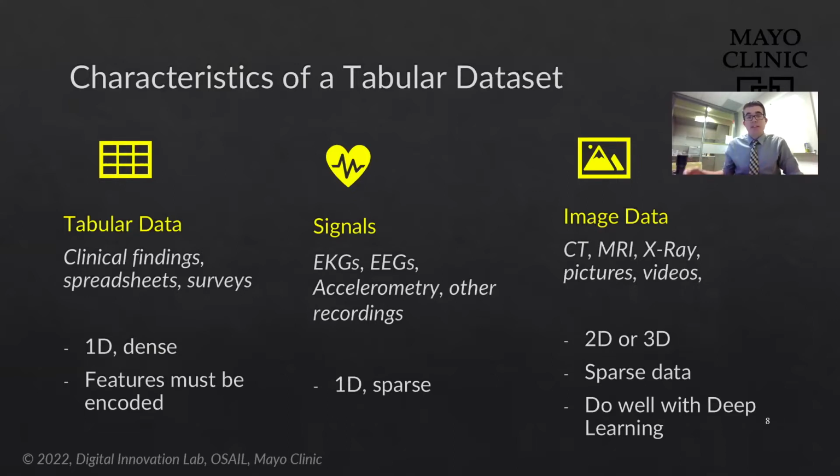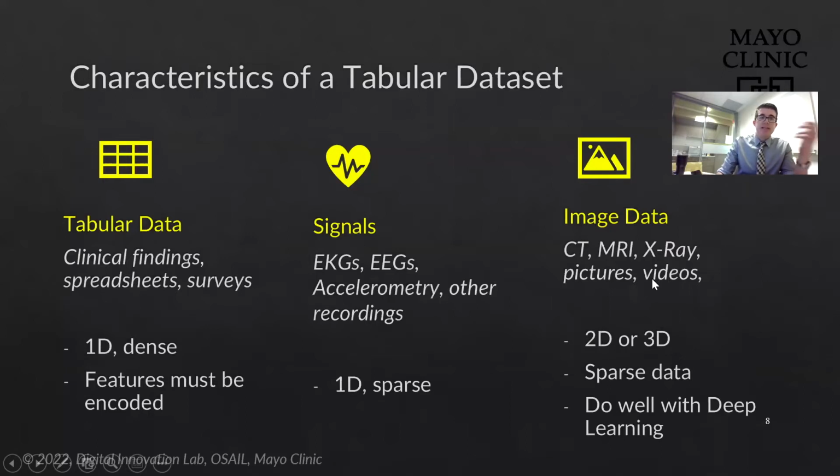So we think about this differently than other types of data, such as signals data or imaging data. Signals data, we basically mean things like EKGs, EEGs or electroencephalograms, accelerometry, voice recordings, other recordings like this. Those signals are also 1D like tabular data is, but they tend to be more sparse. And then the third data type obviously is imaging data, so things like CT scans, MRI scans, pictures, and videos.